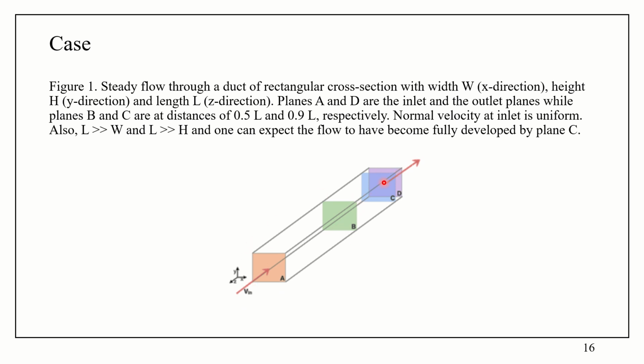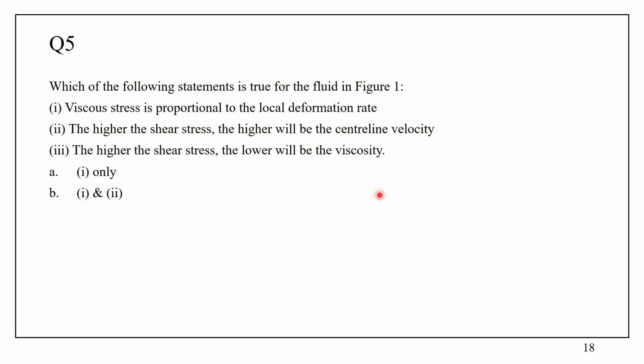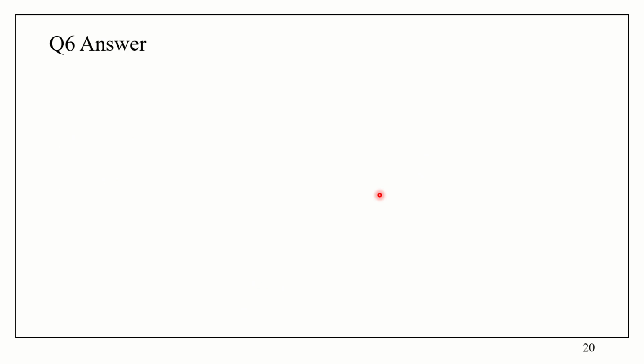So A is the inlet and D is the outlet. B and C are at a distance of 0.5 and 0.9 of the total distance. And normal velocity at the inlet is uniform, and V inlet is given. Length is very much greater than width and height, and one can expect the flow to have become fully developed by plane C. By plane C, flow will be fully developed. So I hope it is clear. Now we'll go to the 7th question. That is what we were seeing.